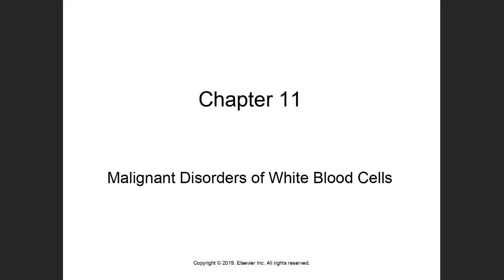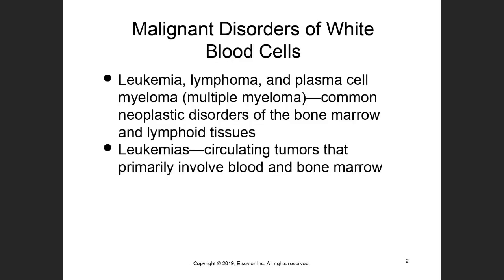Okay, now we have malignant disorders of white blood cells. Okay. In this chapter, we are going to be talking about leukemias. Okay, right here we have leukemias, lymphoma, and plasma cell neoplasm, that is multiple myeloma, and so on. Okay.